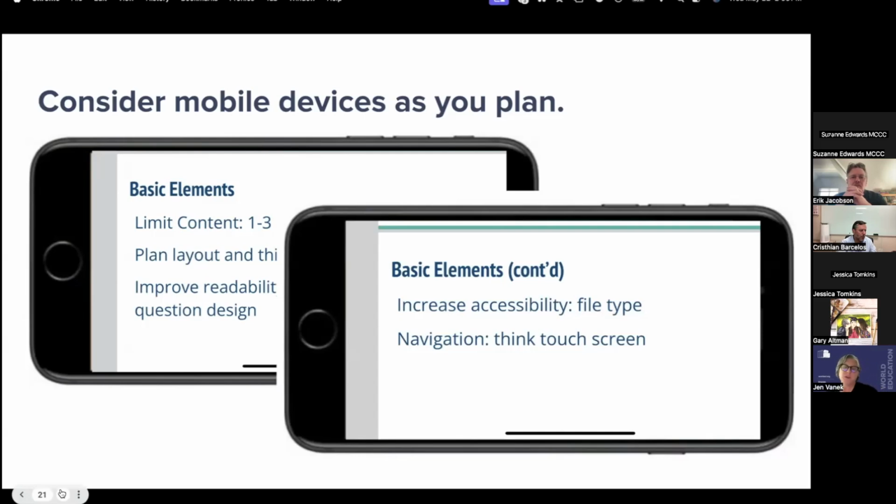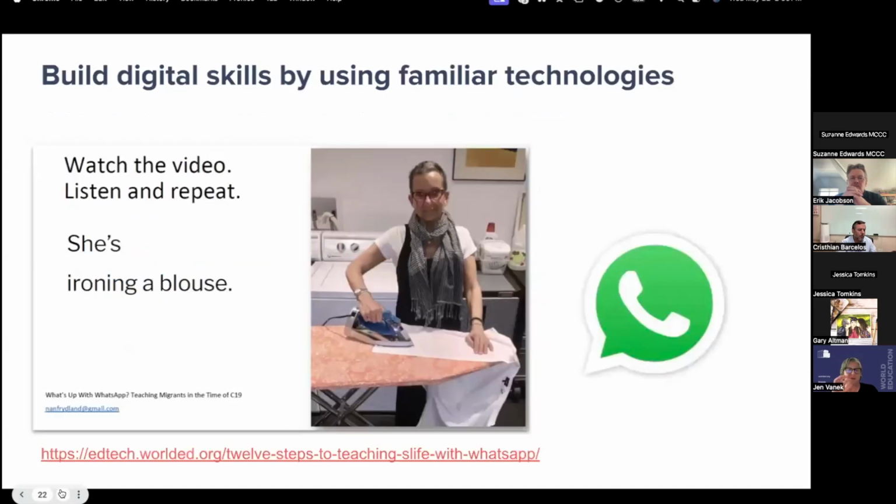So if you know that none of your learners have access to PowerPoint, maybe or Microsoft products, maybe don't share PowerPoints like in an email. There are some really good examples of this. And this is linked in the Wakelet.